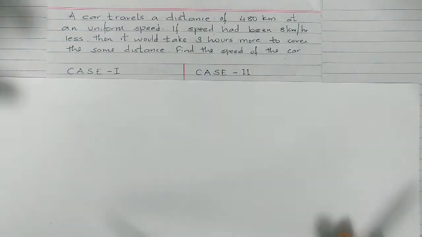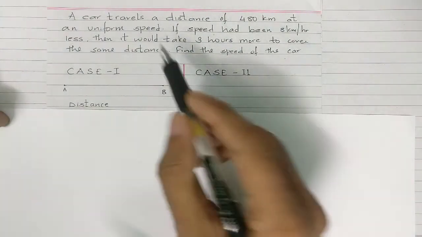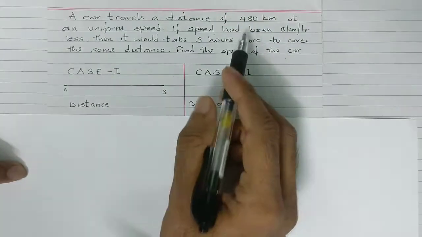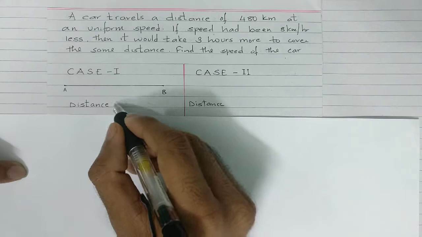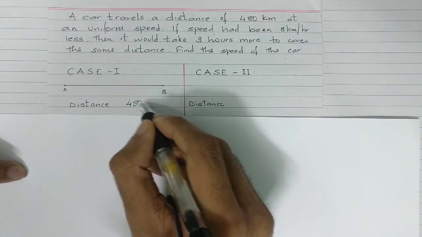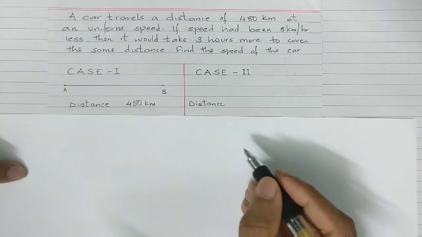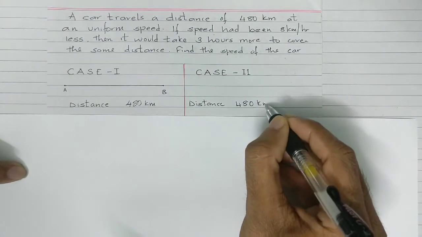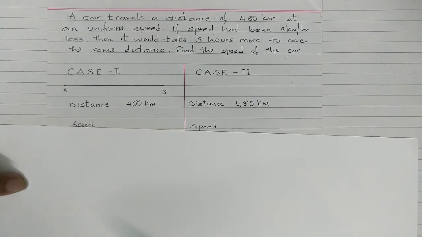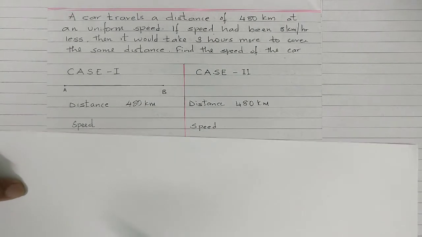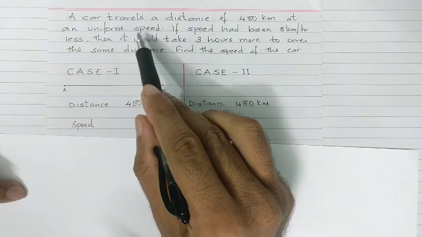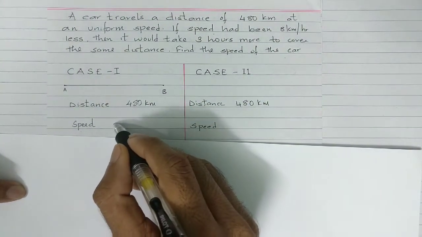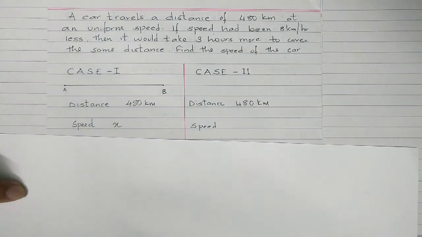In this case, the distance is the same in both these cases, right? So what will the distance be? 480 kilometers, and the same will be over here as well, 480 kilometers. Now the next part is the speed. We don't know what this uniform speed is, so we will say let it be x km per hour.